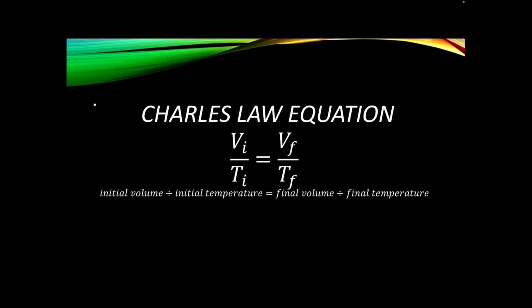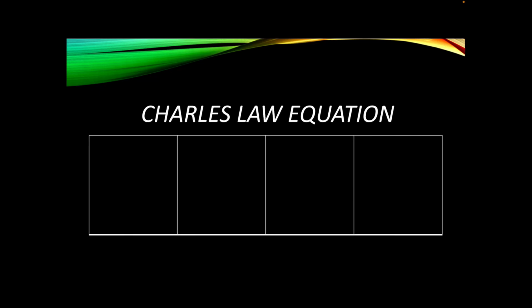So let's talk about the equation for Charles' law. This one uses volume and temperature, and you're still comparing initial with final. So the initial volume over the initial temperature equals the final volume divided by the final temperature.